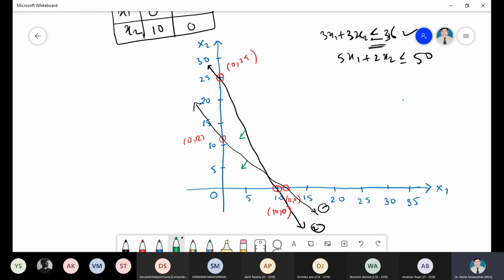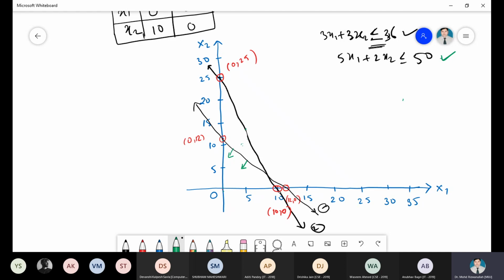If you take any point below this line, suppose 5 and 10 is another point here, this will satisfy this equation. 5 fives are 25 and 10 twos are 20, so this is 45. 45 is less than 50. So of course any point you take below this line, this equation will be satisfied. So your feasible region will be below this line and below this line again for the second line also. So you bifurcate it. So this is the closed region.